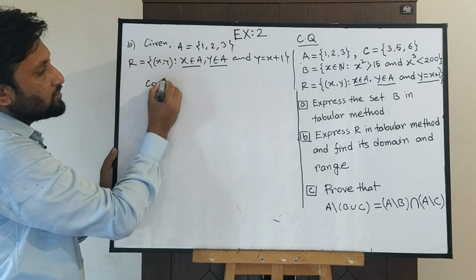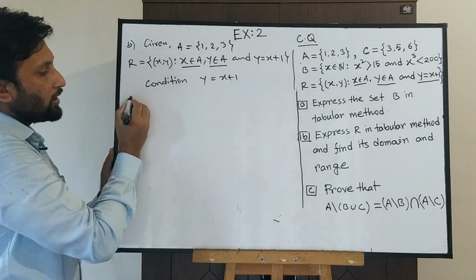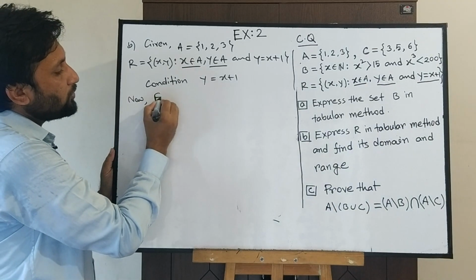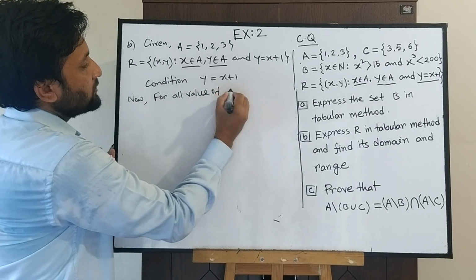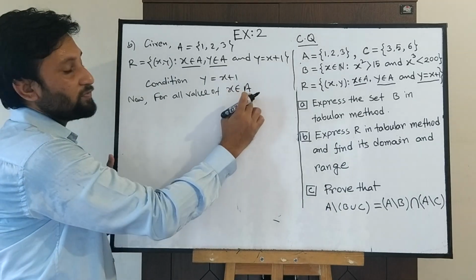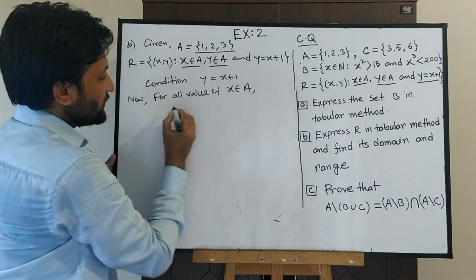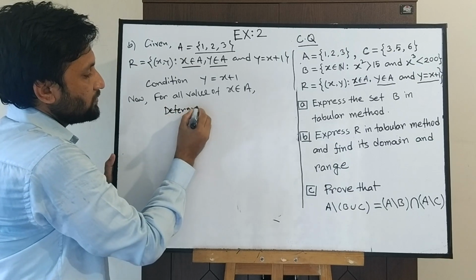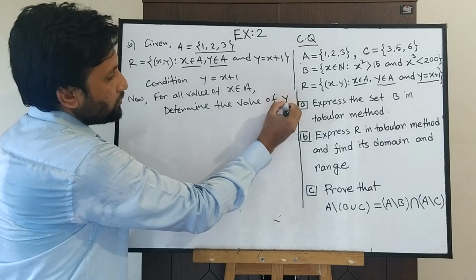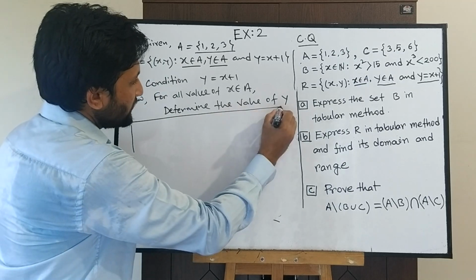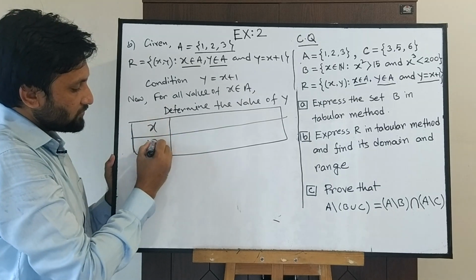The condition is y equals x plus 1. Now for all values of x, that is elements of A, find out the value of y. Determine the value of y by a table. Draw the table where the first column is x and the second is y.